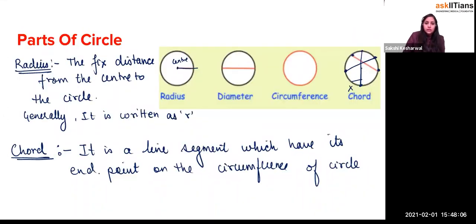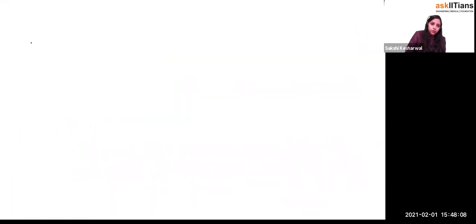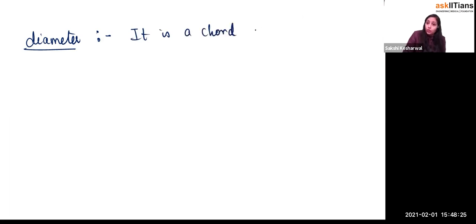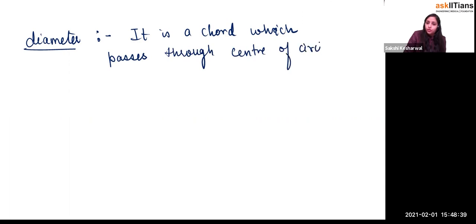Okay, so that means what? Now let's go on to the diameter, right? What is a diameter? Diameter is generally a chord. You can say it's a line segment. If I'm talking about a line segment in a circle, it will be a chord. It is a chord which passes through the center of the circle, right?